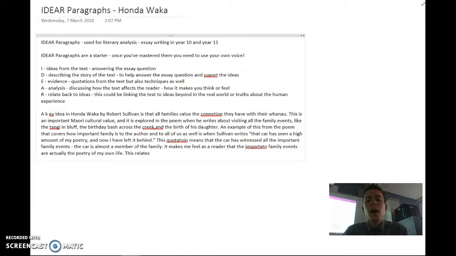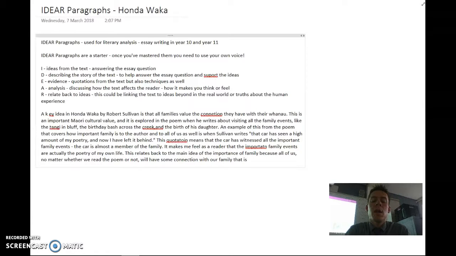This relates back to the main idea of the importance of family, because all of us, no matter whether we read the poem or not, will have some connection with our family that is explored in objects like the car the author writes about.